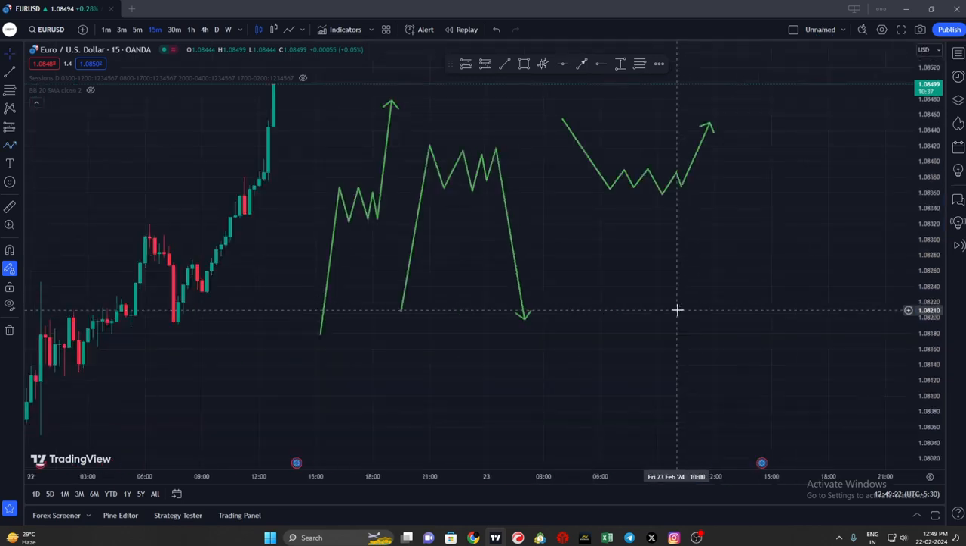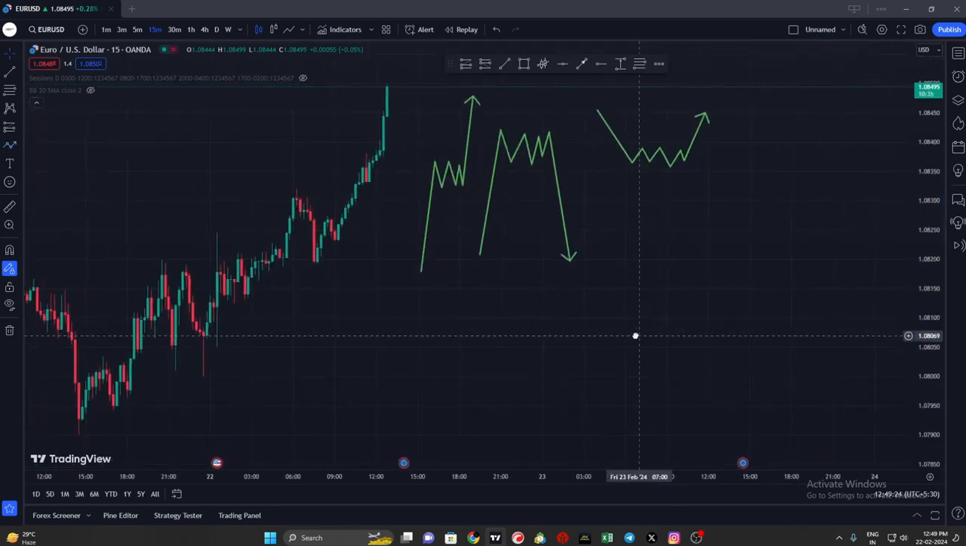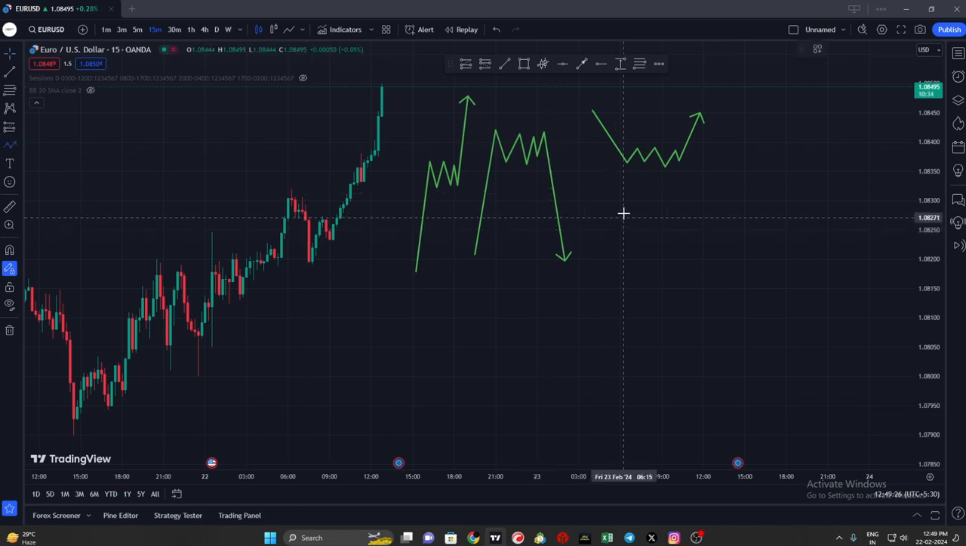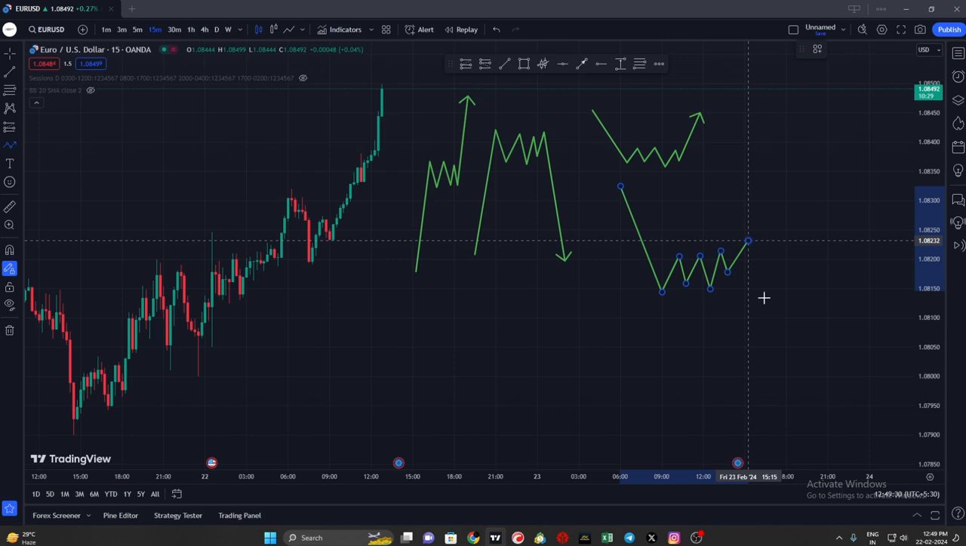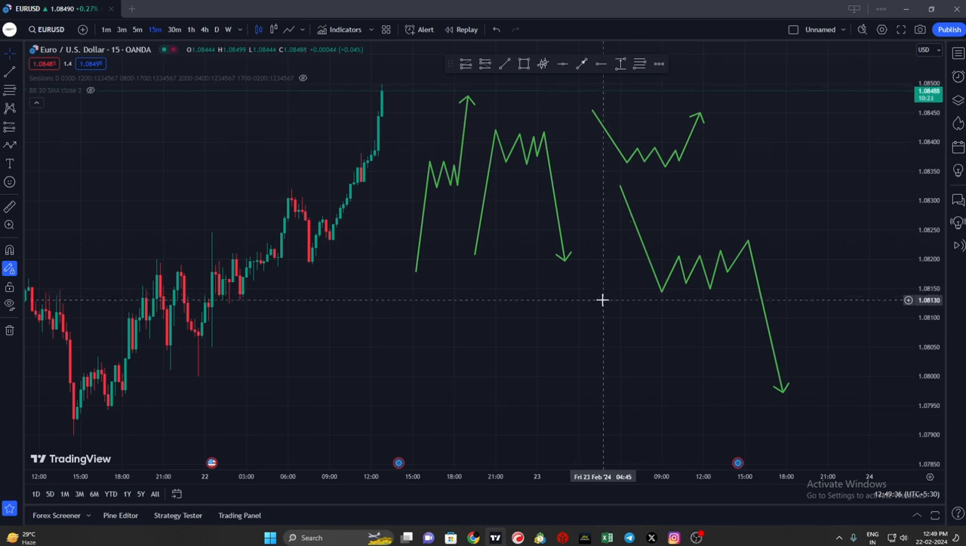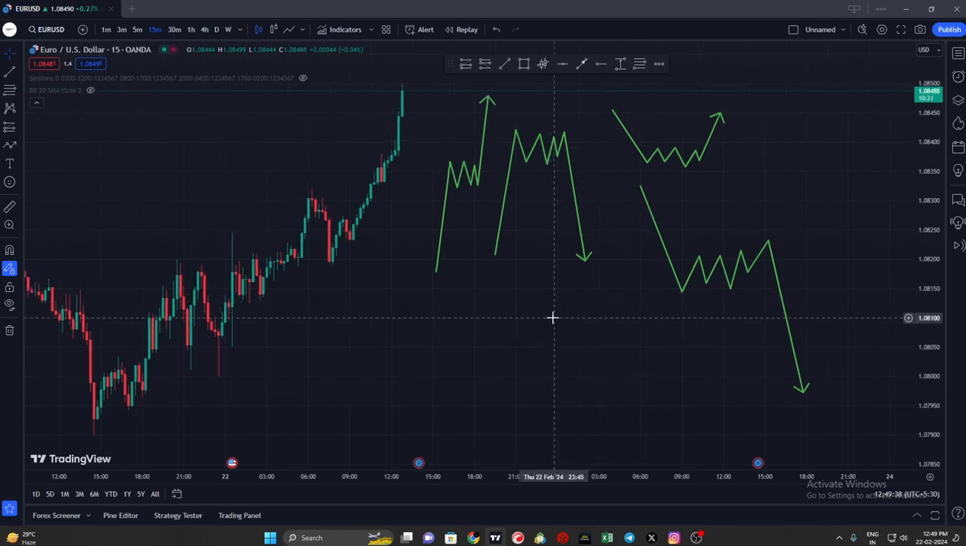Did I miss anything? Yeah, I missed drop base rally. So this is a drop, then a base is formed, and then again a rally. So these are certain scenarios, or you may say certain setups, which work very well in the market.